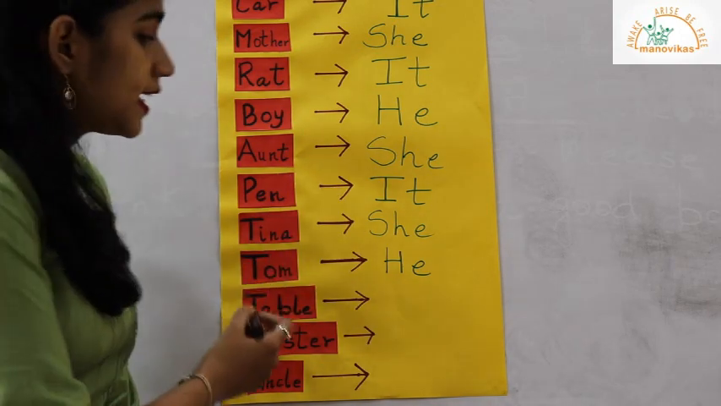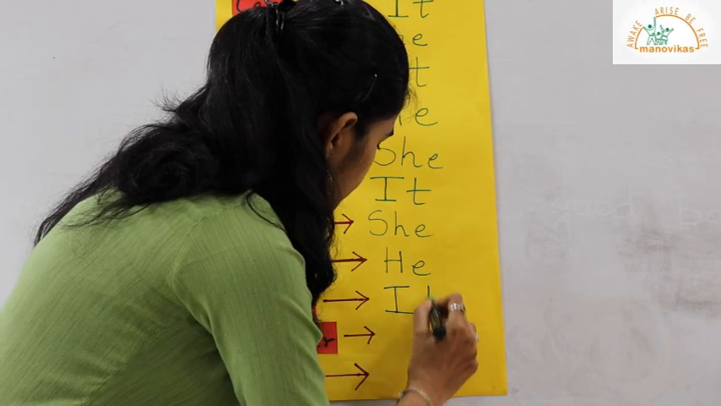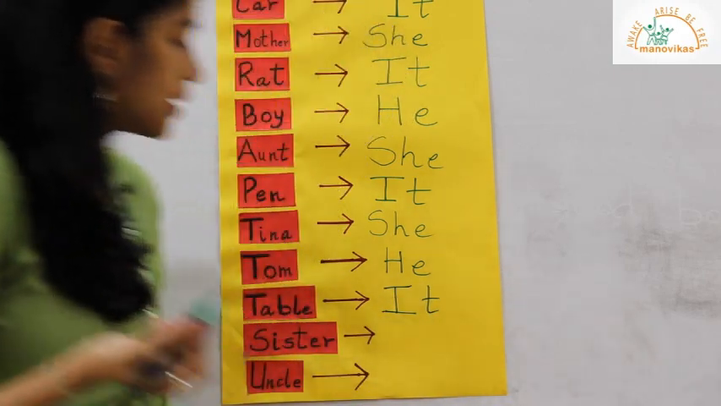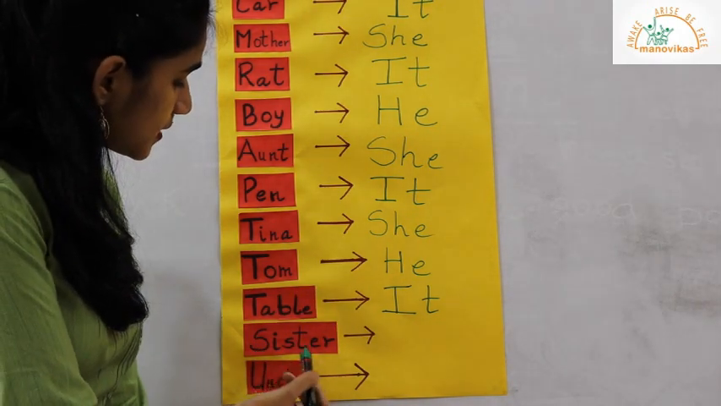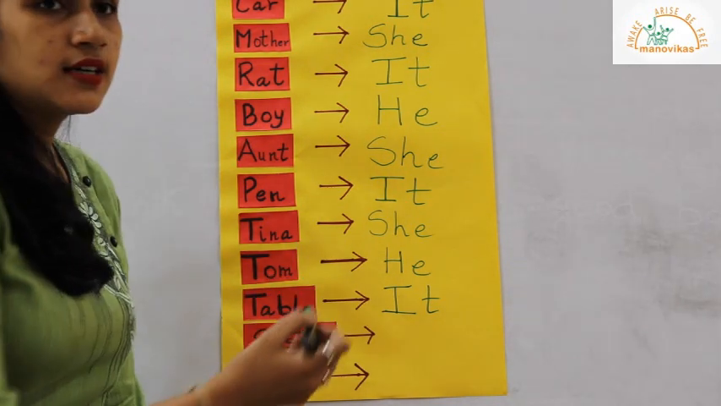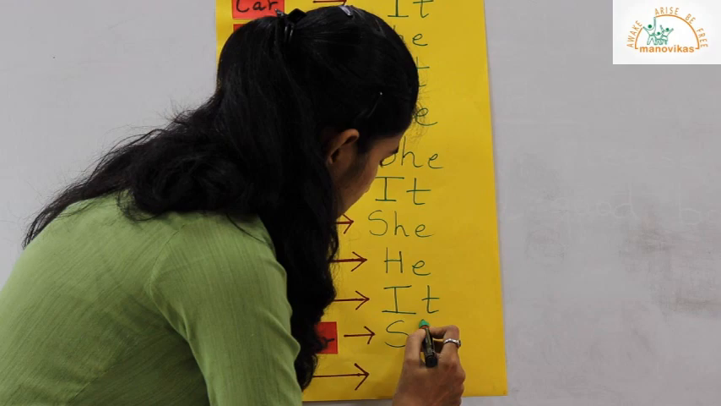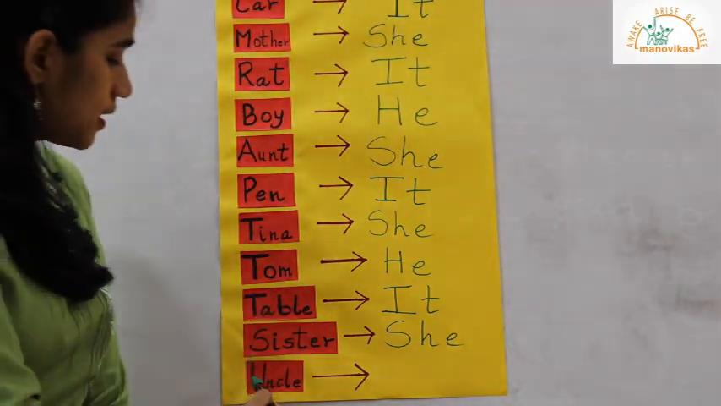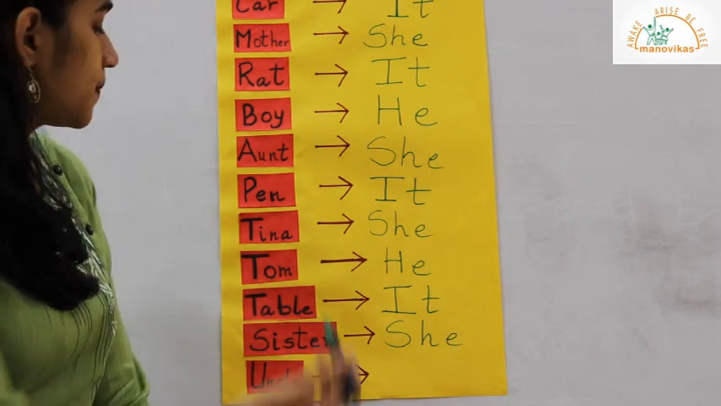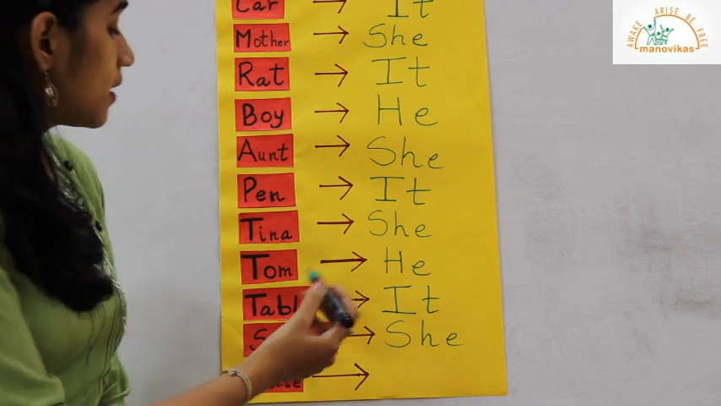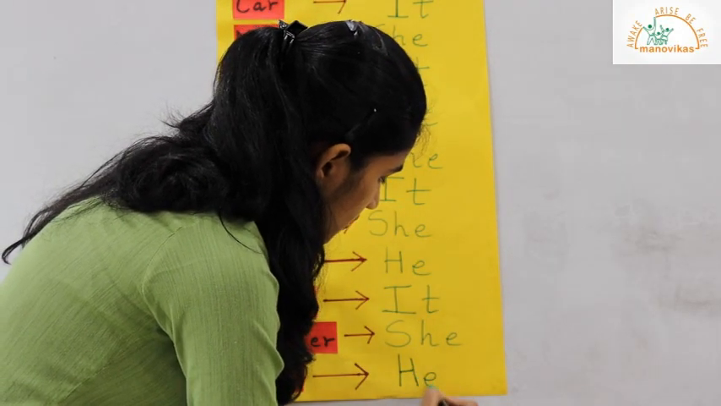T-A-B-L-E. Table. A table is a thing. So we will use the pronoun it. I-T. It. Then S-I-S-T-E-R. Sister. Sister refers to a girl. Means we will use the pronoun she. S-H-E. She. Last, U-N-C-L-E. Uncle. Uncle refers to the man, which means we will use the pronoun he. H-E. He.